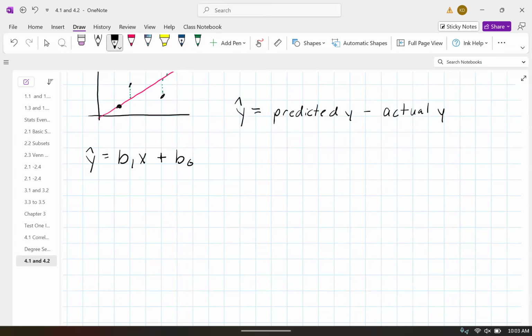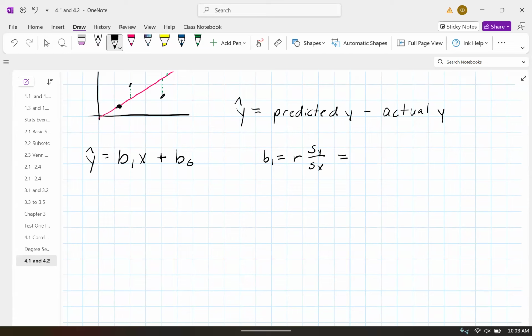Okay. The PowerPoint tells us that B1 equals R times the standard deviation of Y over the standard deviation of X. But that requires us to calculate all of that, and that's not always really feasible or helpful. So what I did is I rewrote this in more helpful terms, what I think are more helpful terms.